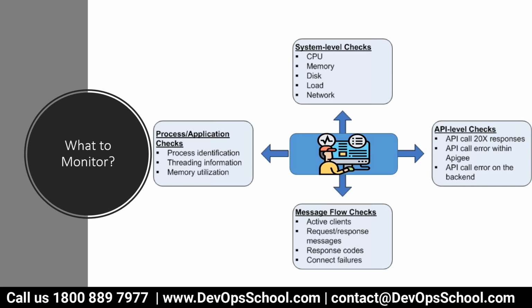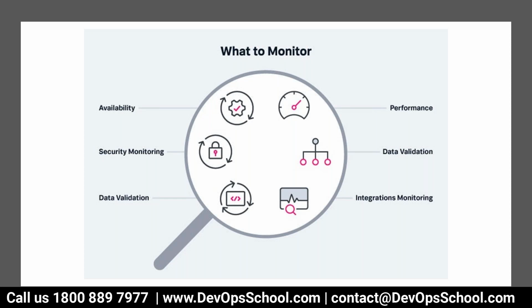Connect failures. Also, nowadays we live in the world of API, so we do the API level checks also, like API calls, API errors, and stuff like that. So yes, these are the things which we want to monitor.